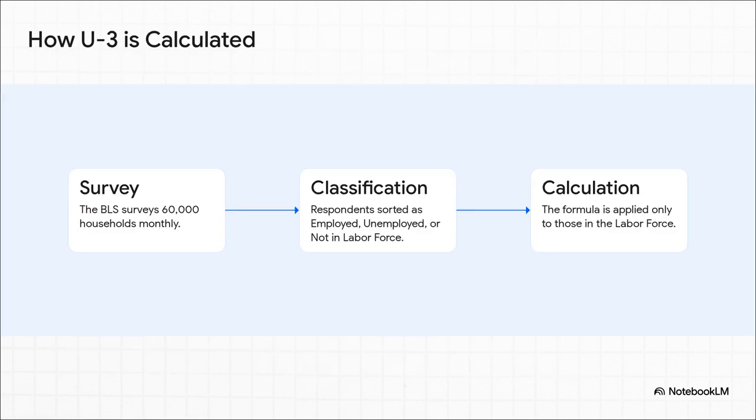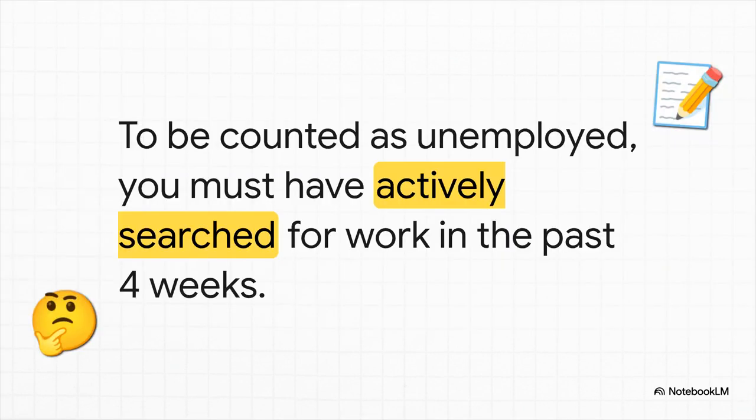So it all begins with a massive survey. The Bureau of Labor Statistics, the BLS, gets in touch with about 60,000 households and puts them into one of three buckets. You're either employed, unemployed, or, and this is the important one, not in the labor force. Here's the catch. That whole third group, everyone not in the labor force, they get completely left out of the final unemployment number. And this, right here, is where things get really interesting.